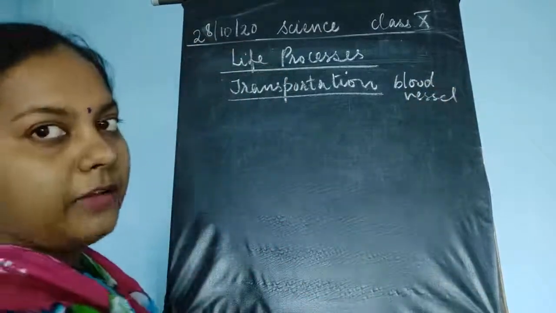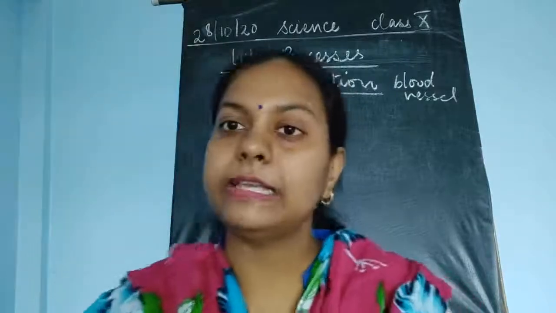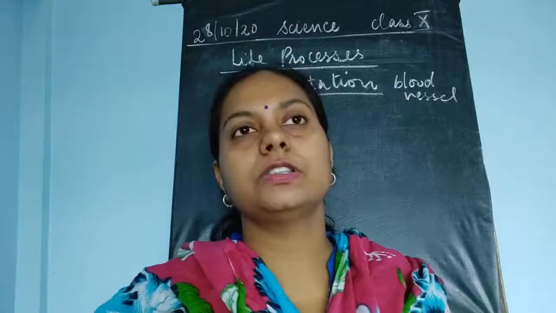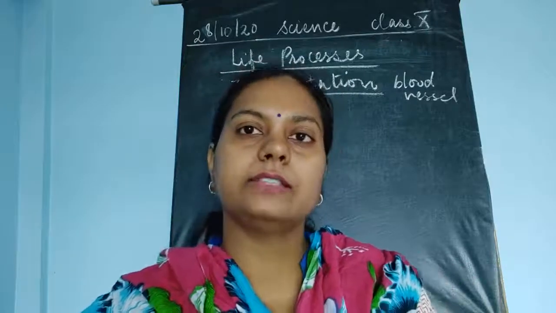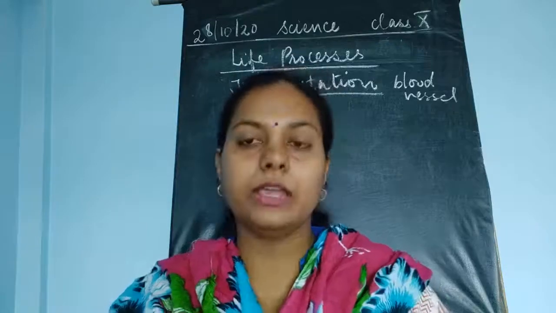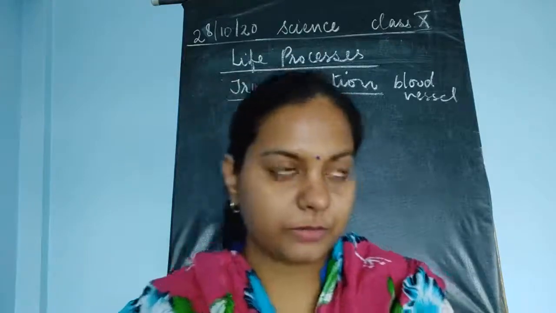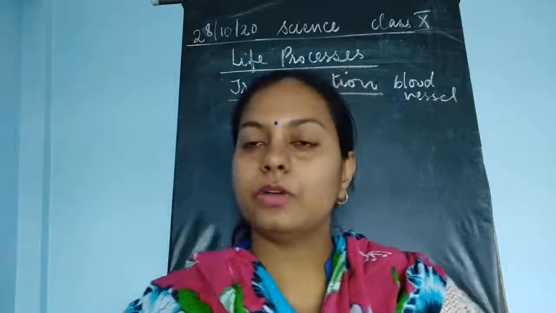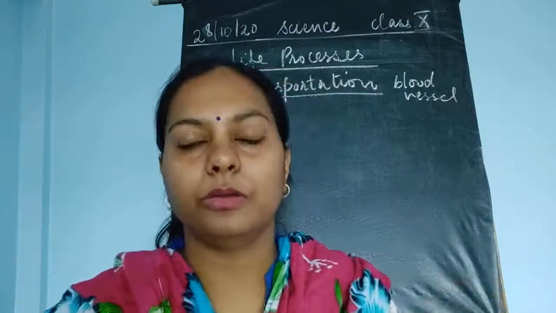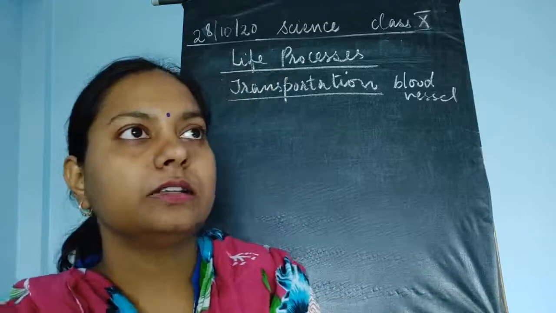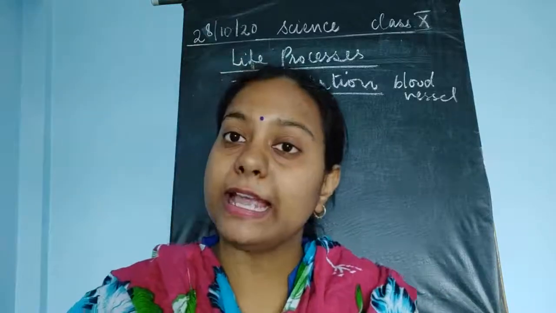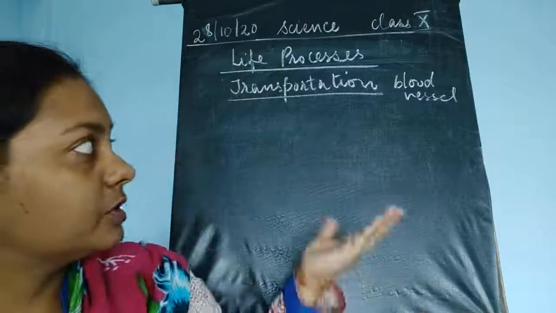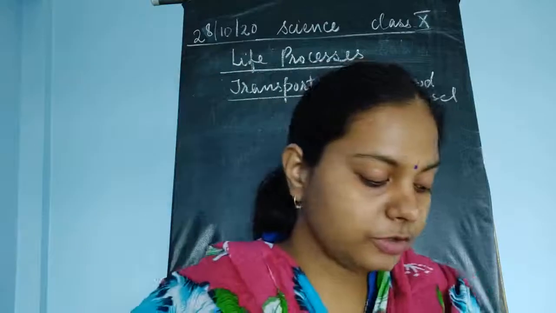Now children, what do you mean by a blood vessel? Vessel means something which is used to carry things, a container. Here the blood also flows in something. That is the blood vessel. So a blood vessel is the structure which helps the blood to flow through it.